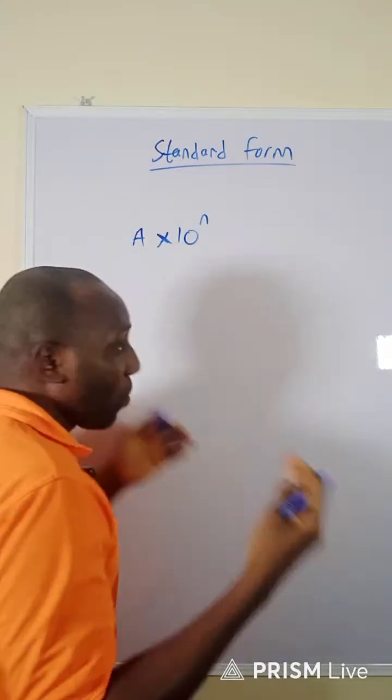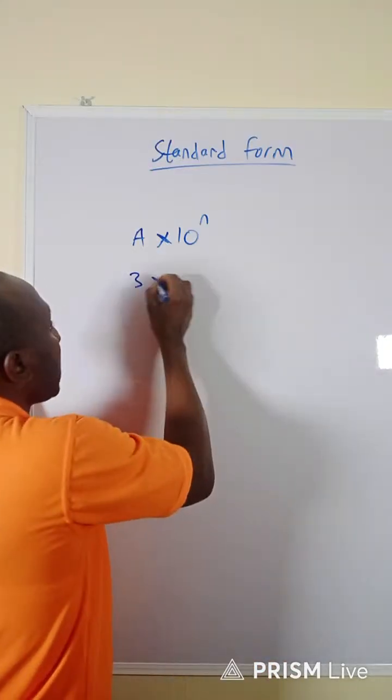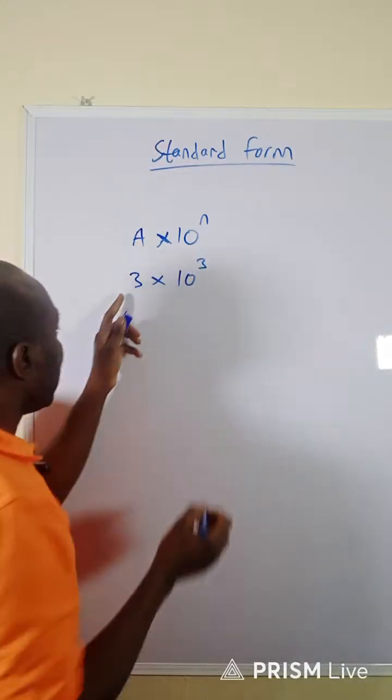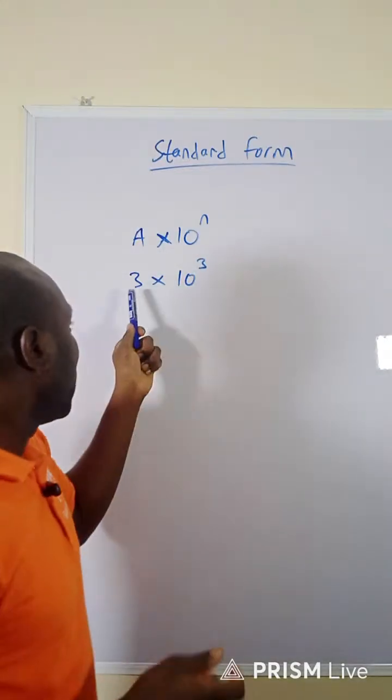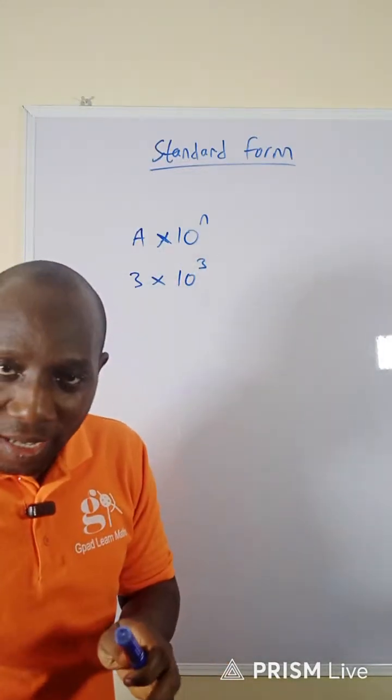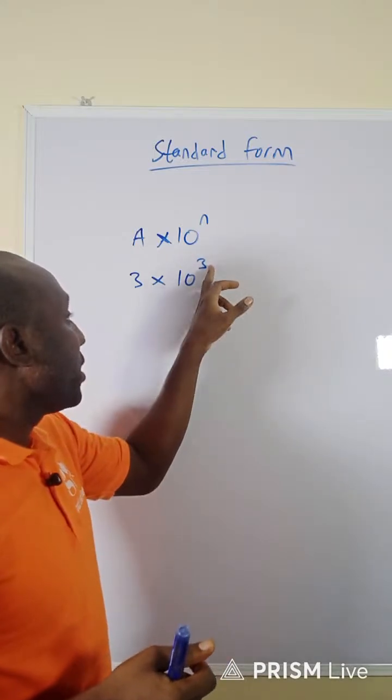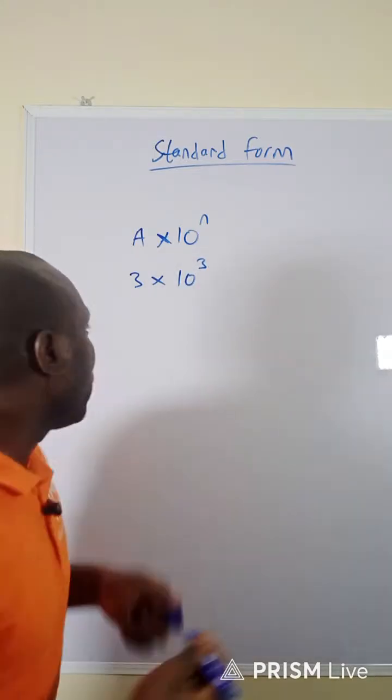See examples of numbers written in standard form. 3 times 10 raised to power 3. This is written in standard form. 3 is between 1 and 10, right? And this n here, this power here, is an integer.